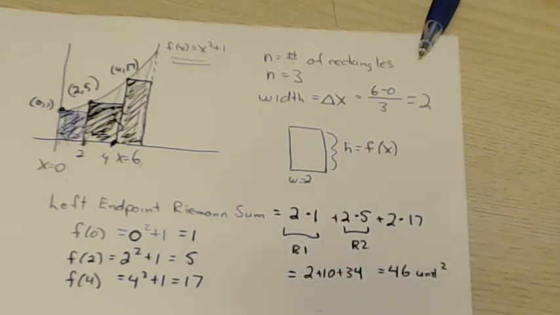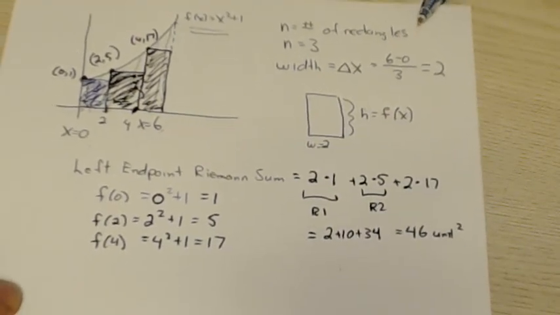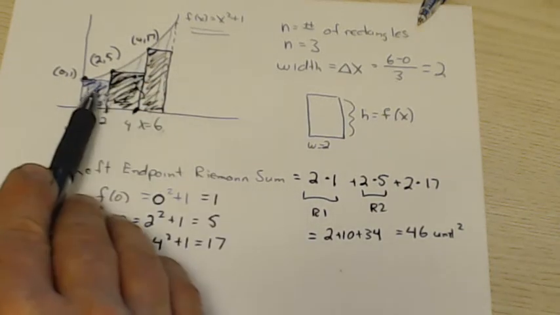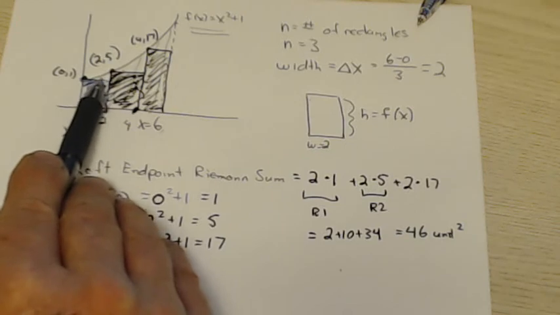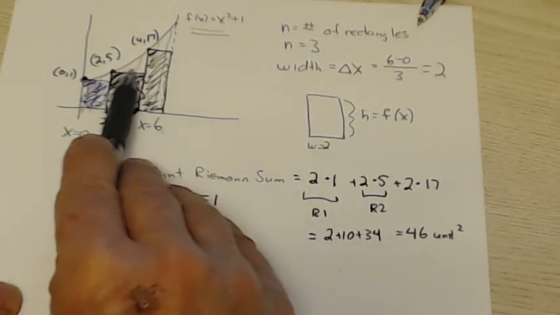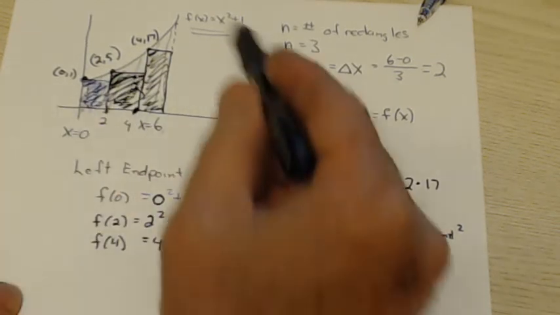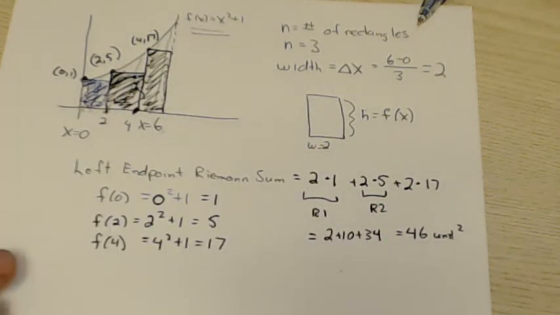Either way is fine. Now notice what happens with this left endpoint sum. The rectangles don't quite come up to the curve, so this area here that's lighter, that's error. This is error up here, and this is error up here, that we've underestimated the area under the curve. Okay, but it is an estimate of the area under the curve.